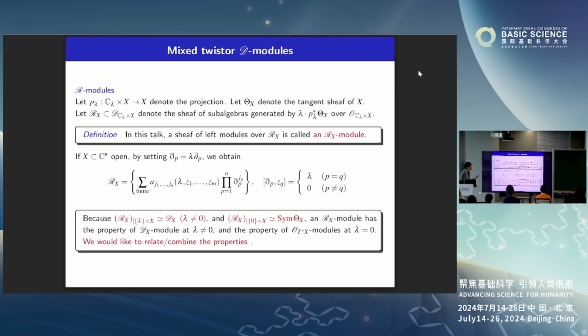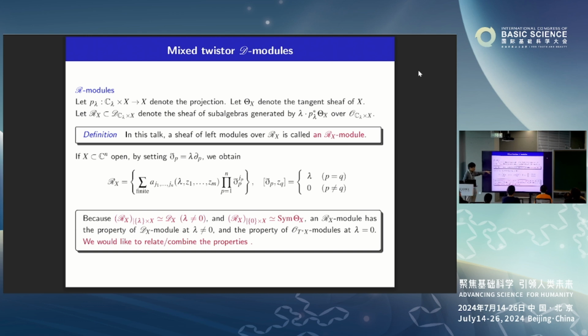But before twistor structure, let me explain R modules. So let p_lambda denote the projection of C_lambda times X onto X. And let Theta_X denote the tangent sheaf of X. And let R_X denote the sheaf of subalgebras in the sheaf of differential operators generated by lambda times the pullback of Theta_X, the pullback of the tangent sheaf. So it is by definition a sheaf of algebras. And as in the case of D modules, in this talk, a sheaf of left modules over R_X is called an R_X module.